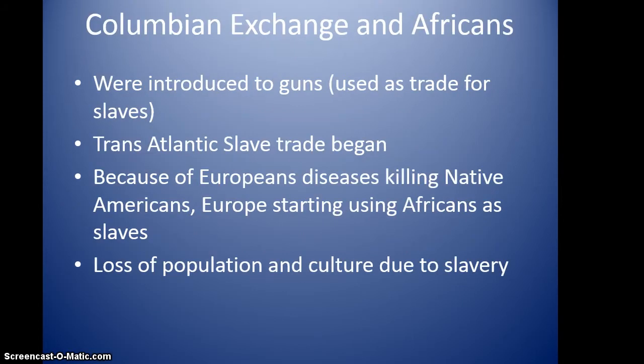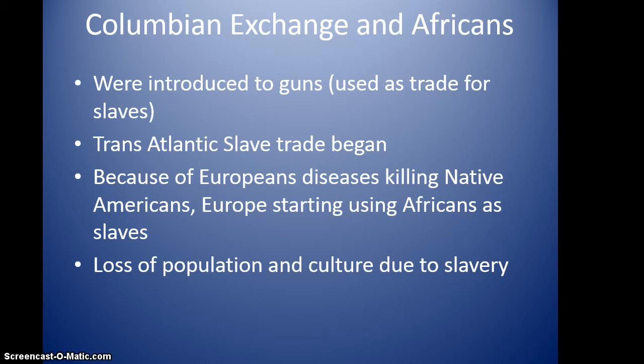Columbian Exchange and Africans. Africans were introduced to guns. These were used as trade for slaves. So that's how they were introduced to it. They would give guns to some of the slave catchers there in Africa, and in return, those Africans would give them slaves.